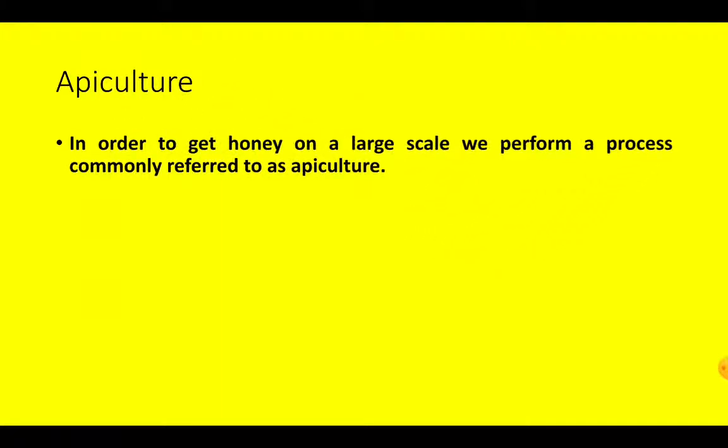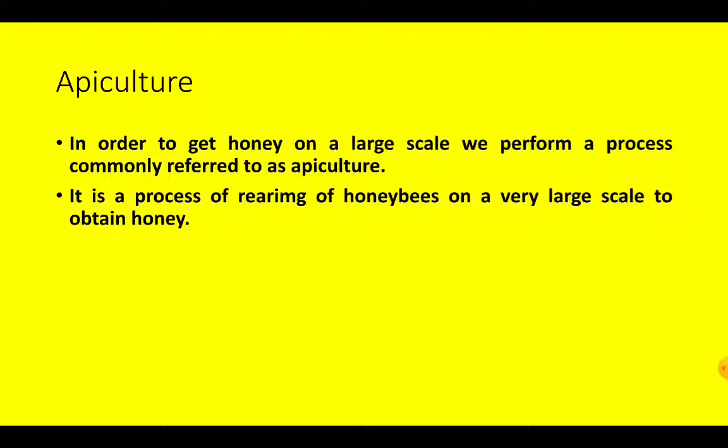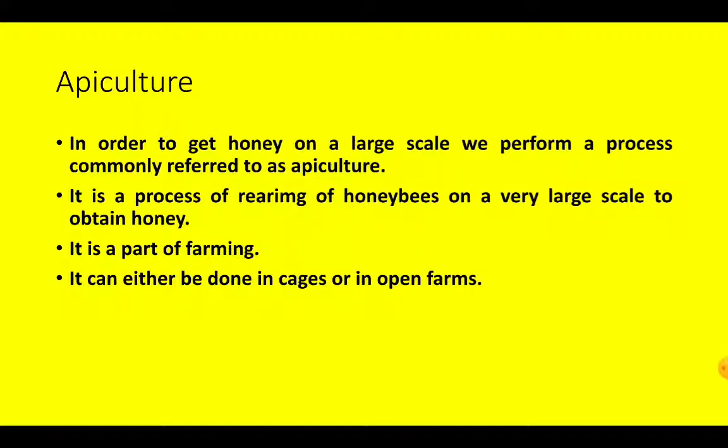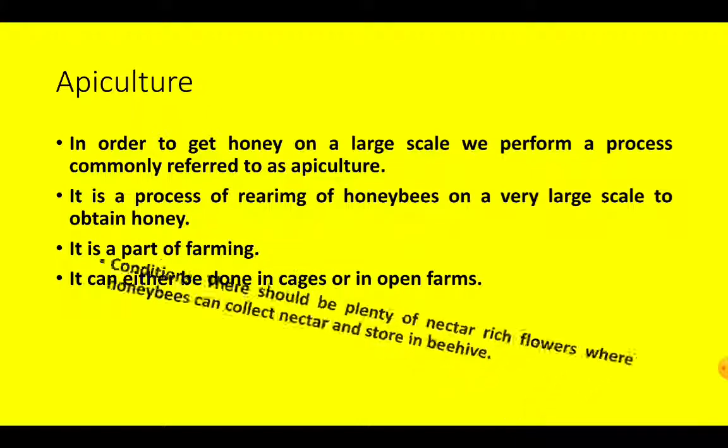Now let's see apiculture. Now what is apiculture? So in order to get honey on a large scale, we perform a process which is commonly referred to as apiculture. It is a process of rearing of honeybees on a very large scale to obtain honey, and it is also a part of farming, and hence it can either be done in cages or in an open farm. Hence we get honey because of the apiculture performed by farmers.